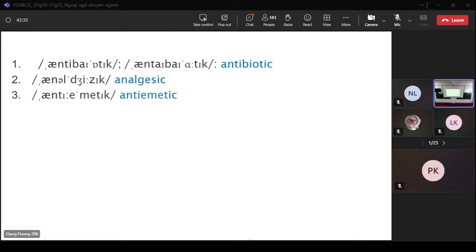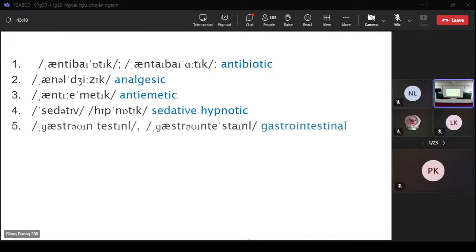The next one, anti-emetic, sedative, hypnotic, thuốc an thần. Gastrointestinal or gastrointestinal. Gas means stomach. Intestine, okay. Antihistamine. When I've got itchy skin, I often use antihistamine.